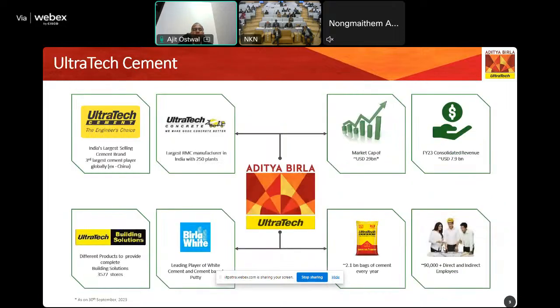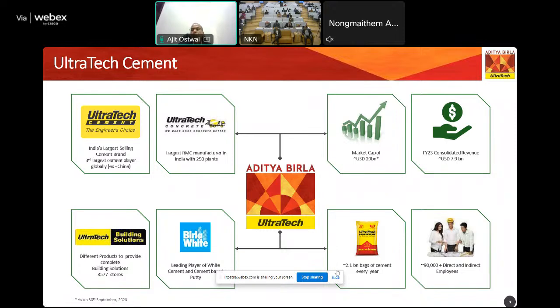So coming to UltraTech Cement, it is the third largest cement player excluding China and largest in India. We are also the largest RMC manufacturer in India with 250 plants. Another aspect is that UltraTech has UltraTech Building Solutions, where different building material products are provided to give complete building solutions, having 3,577 stores. Birla White is a niche cement where putty market.